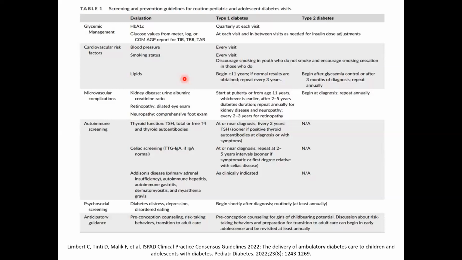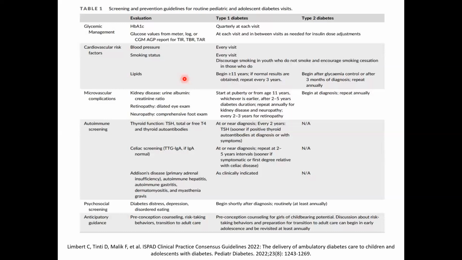Now, in terms of evaluation for microvascular complications, for kidney disease we use urine albumin creatinine ratio and urea and creatinine for screening. For retinopathy, the patient should undergo a dilated eye examination or fundal photography. For neuropathy, they need to have a comprehensive foot examination. All these should start at puberty or from the age of 11 years, whichever is earlier, after they've had diabetes for at least 2 to 5 years. It should be repeated annually for kidney disease and neuropathy, and every 2 to 3 years for retinopathy. For type 2 diabetes, like I already said, screening should start at diagnosis.